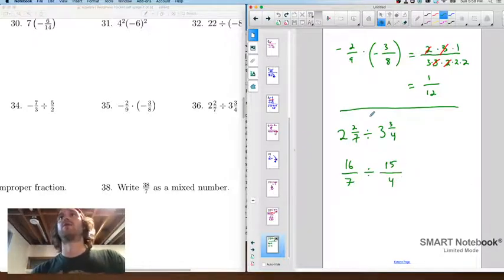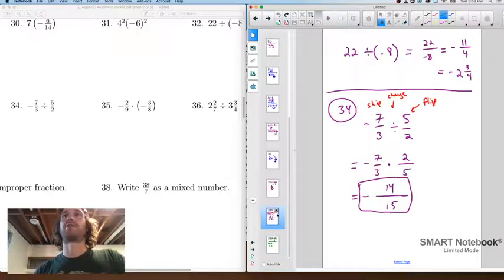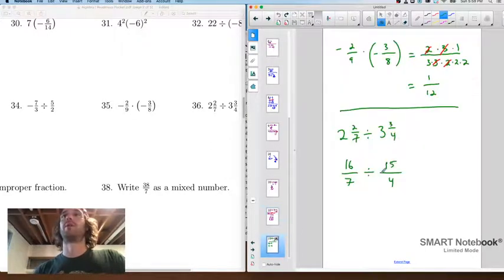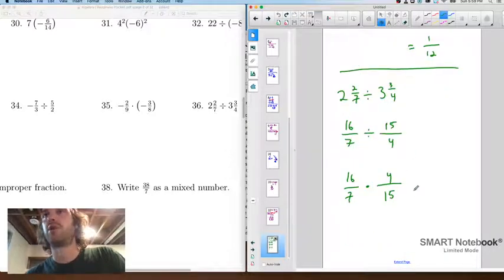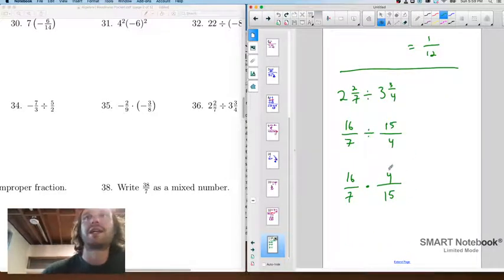Okay, now we can do that skill that we practiced. Skip, change, flip. Skip the first, leave it as 16 over 7. Change division to multiplication, flip the fraction. Man, who came up with these numbers? They're insane. Okay, 16. Let's break this apart.